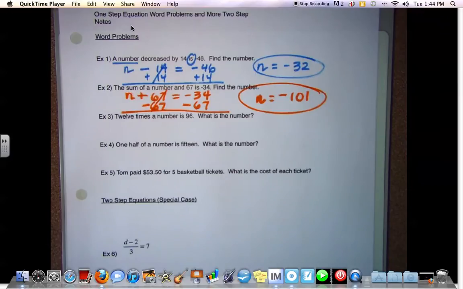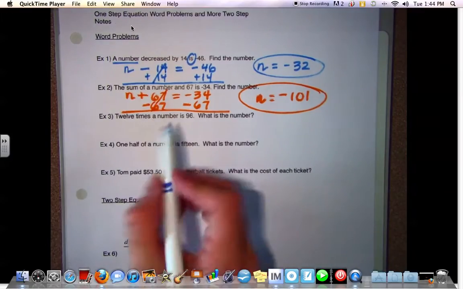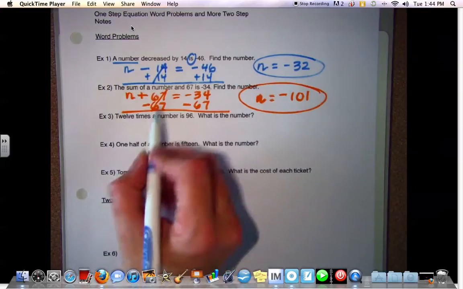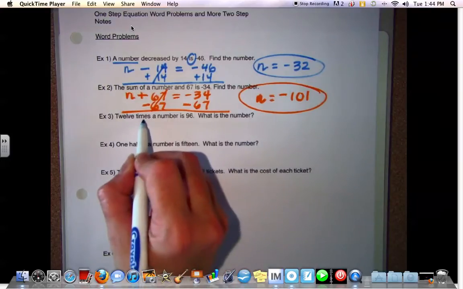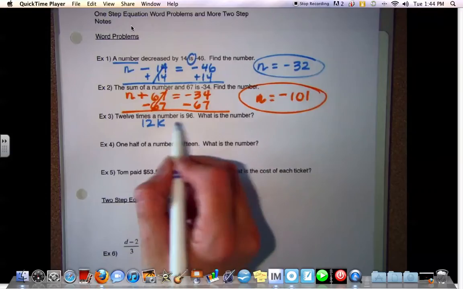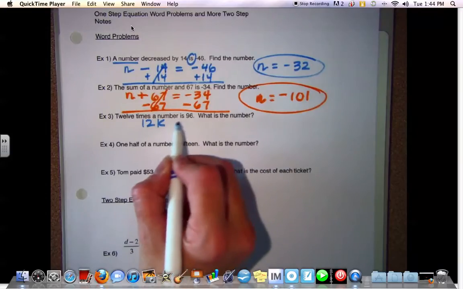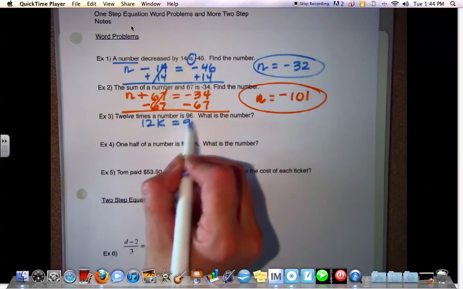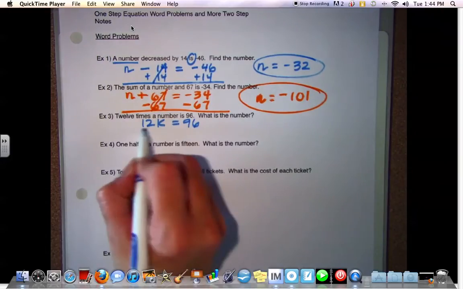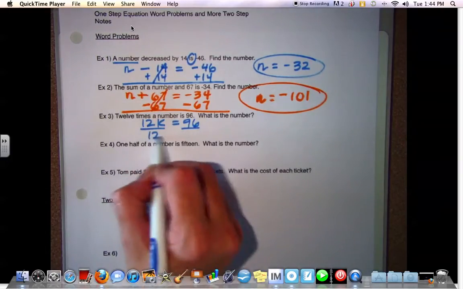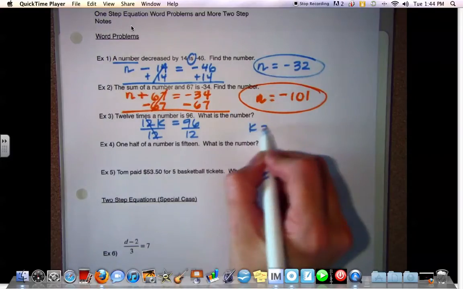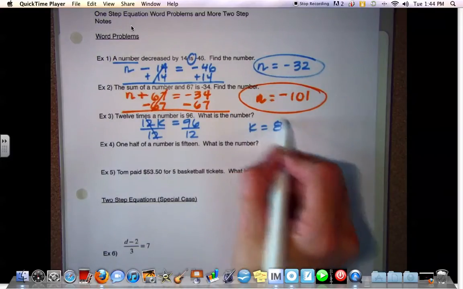Can we use the letter K now? Sure, we can use the letter K. All right, 12 times a number is 96. So 12 times K equals 96. I need to divide it by 12, on both sides. K times 12 divided by 12 cancels, so K would be 8. 8, yes.